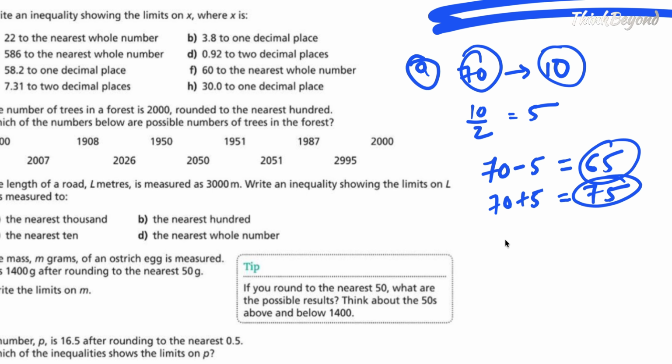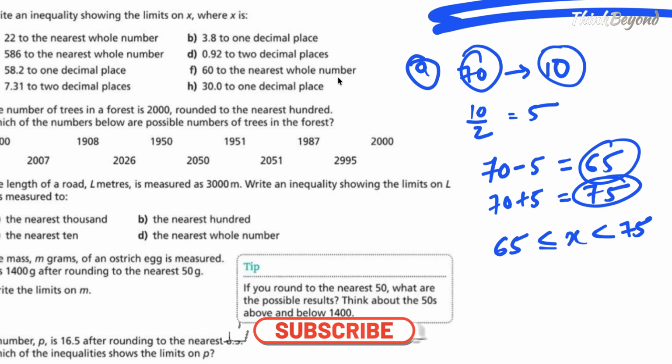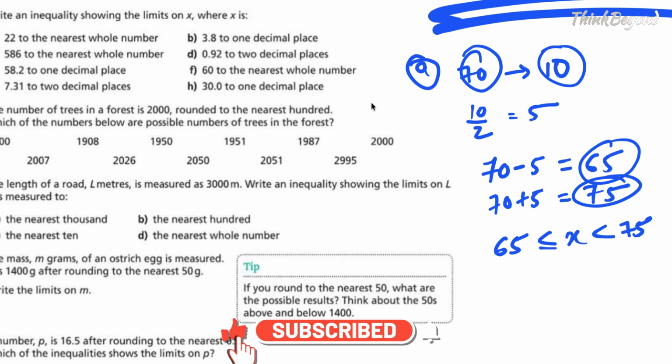So the inequality you can write is 65 is less than or equal to x and x is less than 75. We are done with question A. If you have understood question A properly, then you can do all the questions. But don't worry, I am going to solve all the questions for you so you can match the correct answer with me.